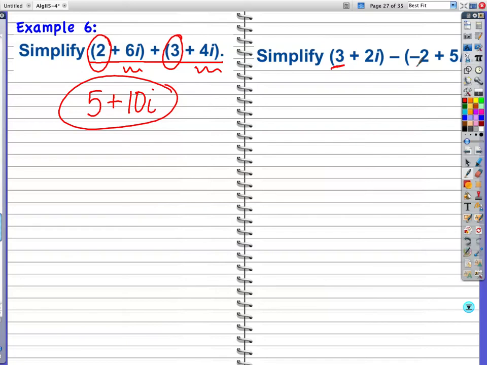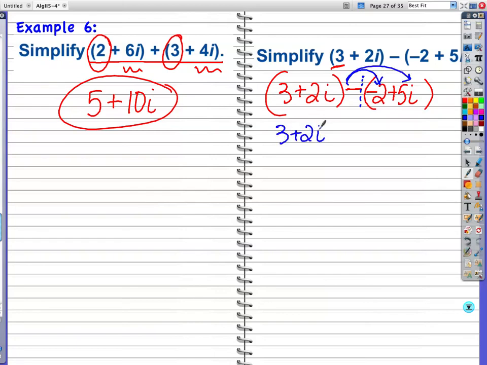Try it again over here. We got 3. Uh-oh, I got a negative out here. Let me rewrite that. 3 plus 2i. So now the parentheses do matter. I have a negative in front of a set of parentheses, negative 2 plus 5i. This means I have to take negative 1 times everything in the parentheses. So I have 3 plus 2i. Negative times negative is positive 2. Negative times 5i is negative 5i. So 3 plus 2 is 5. 2i minus 5i is negative 3i. And that is your answer.